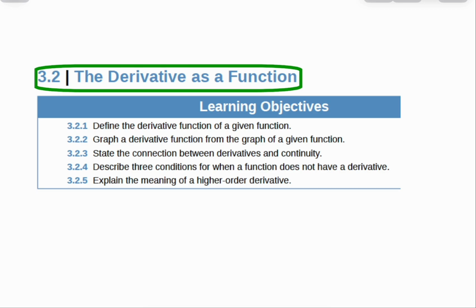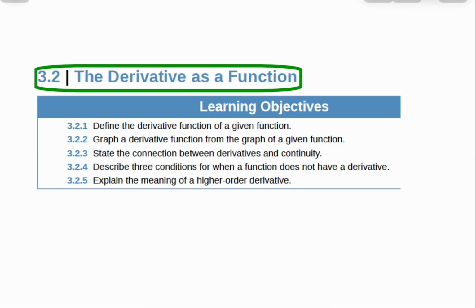In 3.2, we are going to talk about the derivative as a function. Now remember, we've already discussed how we can find the derivative. We can use that difference quotient, or you can use that limit as x approaches a of f of x minus f of a over x minus a. You can do either or. The difference quotient is usually a little more efficient.